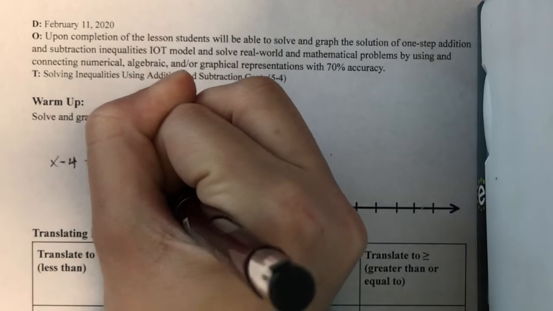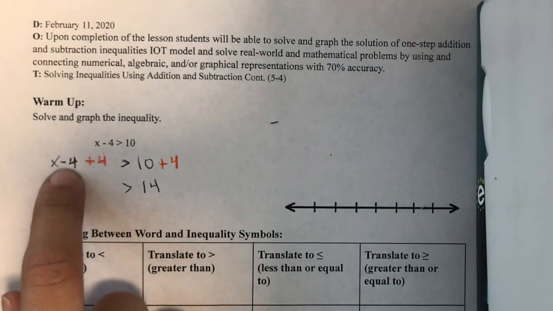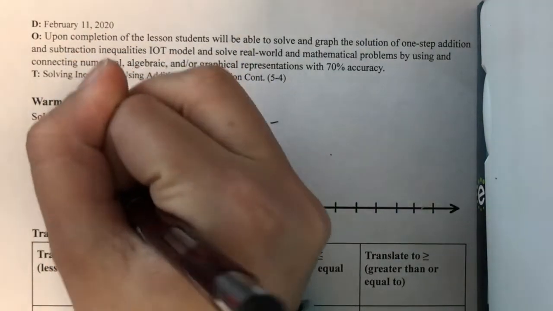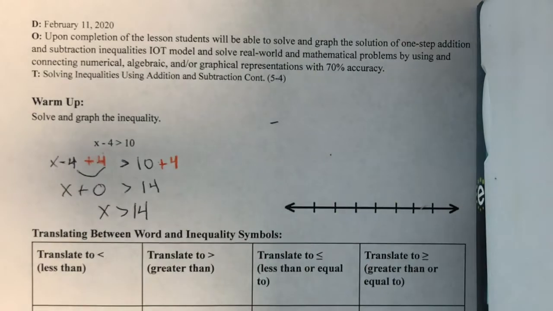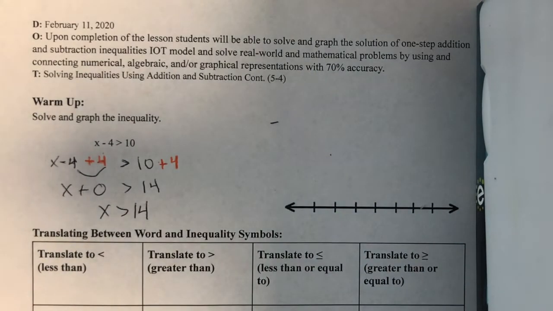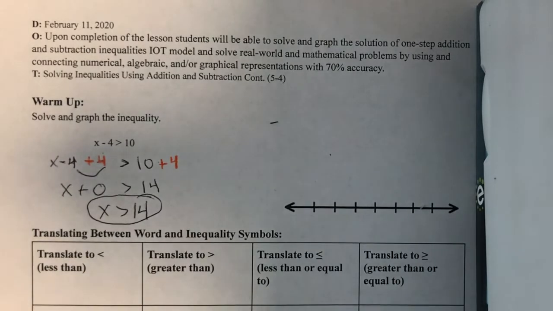10 plus 4 is 14, so that's what I get on the right. Here I have negative 4 plus 4, that becomes 0. So x plus 0, or just x, is greater than 14. All right, so that's my solution. That means that any value that's greater than 14 is going to make my inequality true.